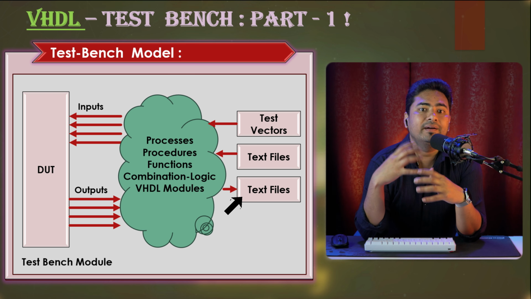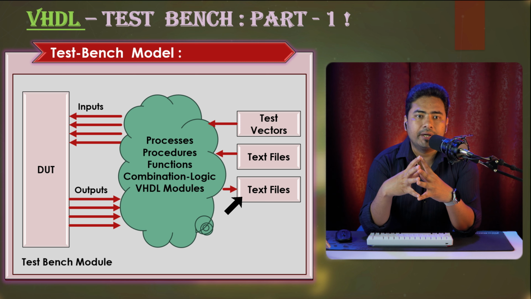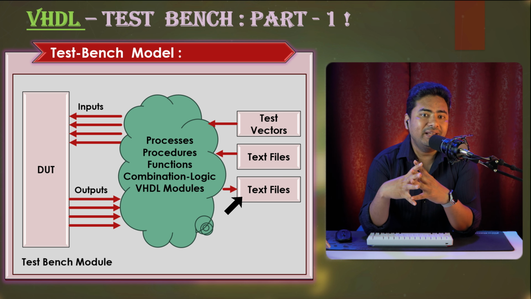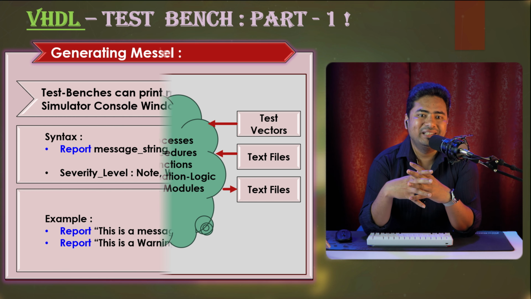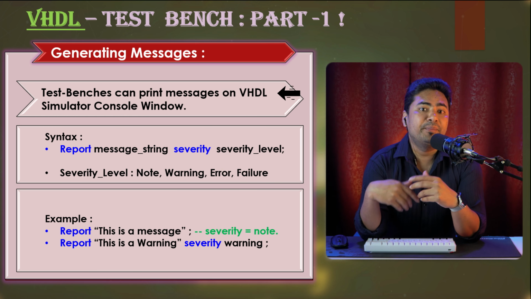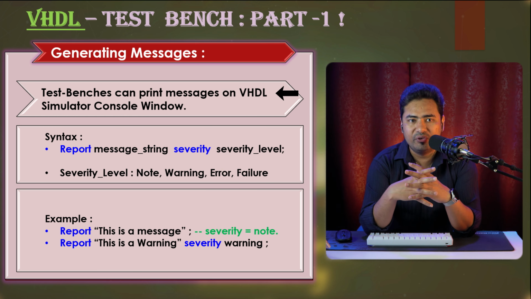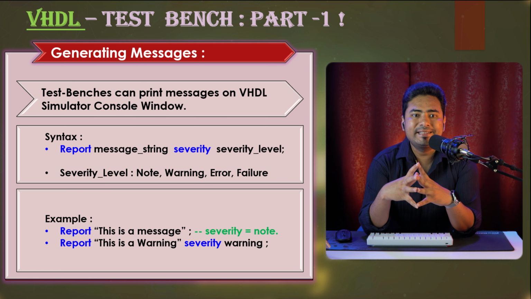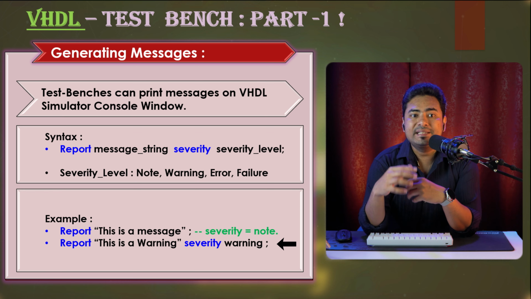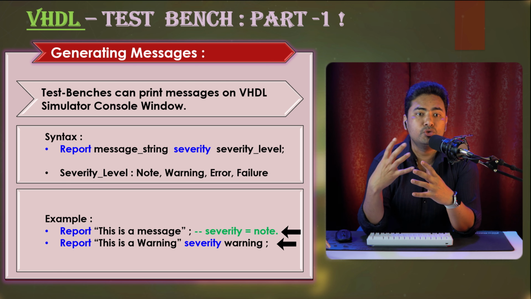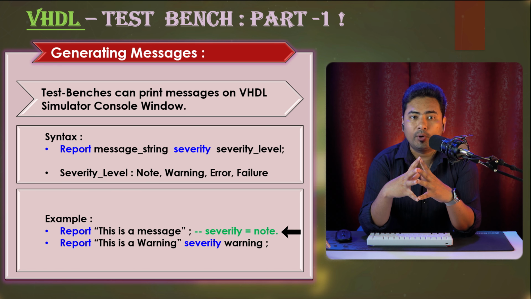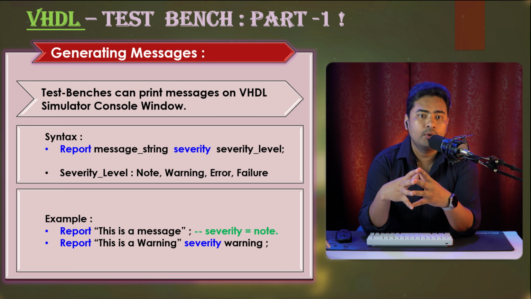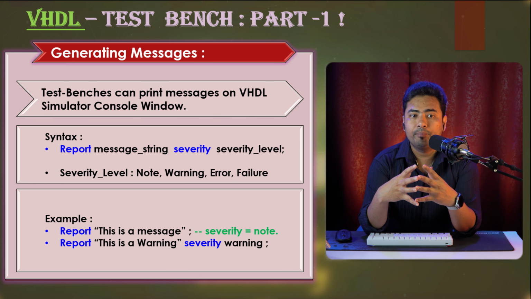VHDL can also create a text file to store your output data, and it captures all the logs of your output so that you can verify the results later from that text file. Test benches can even print messages on your simulator console window. For example, some error message or some warning message or even some kind of note. And this is very important because you can print a message if some error has been encountered, so you know what the problem is.